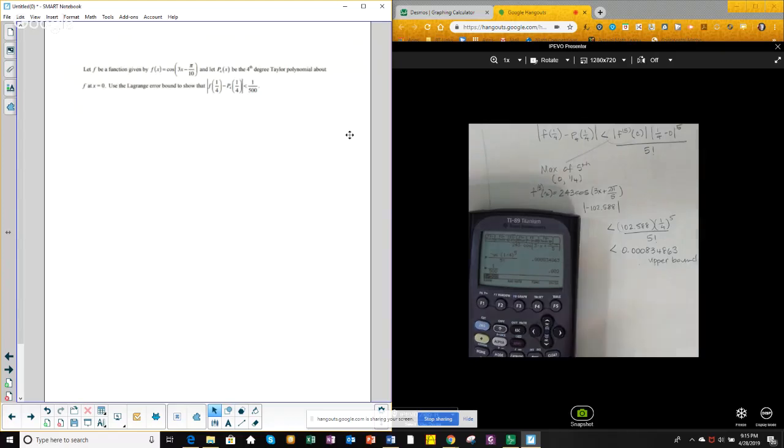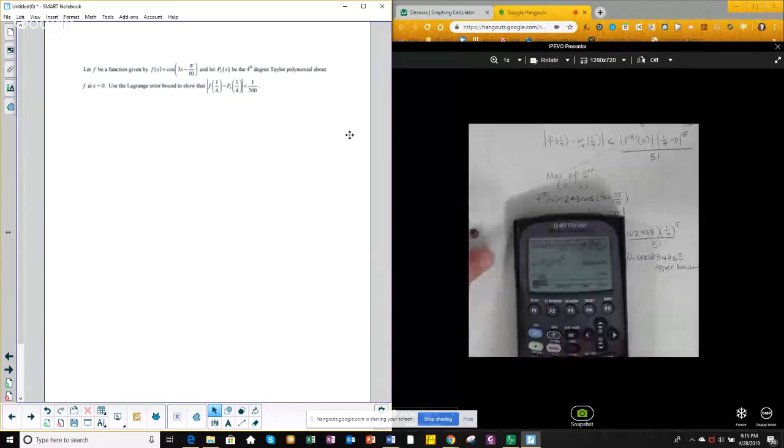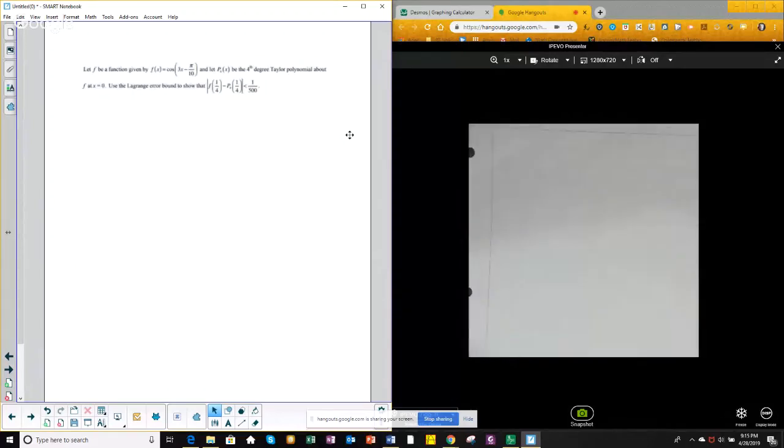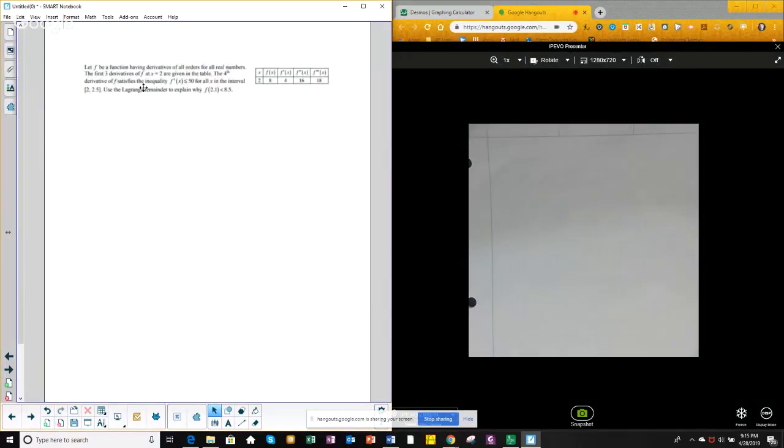Okay, now I have one last example. If you weren't really sure about what we were doing, one last example. Now here we go. Let f be a function having derivatives of all orders for all real numbers. The first derivatives at x equals 2 are given by the table. The fourth derivative of f satisfies the inequality: the fourth derivative of x is less than or equal to 50 for all x in the interval from 2 to 2.5.